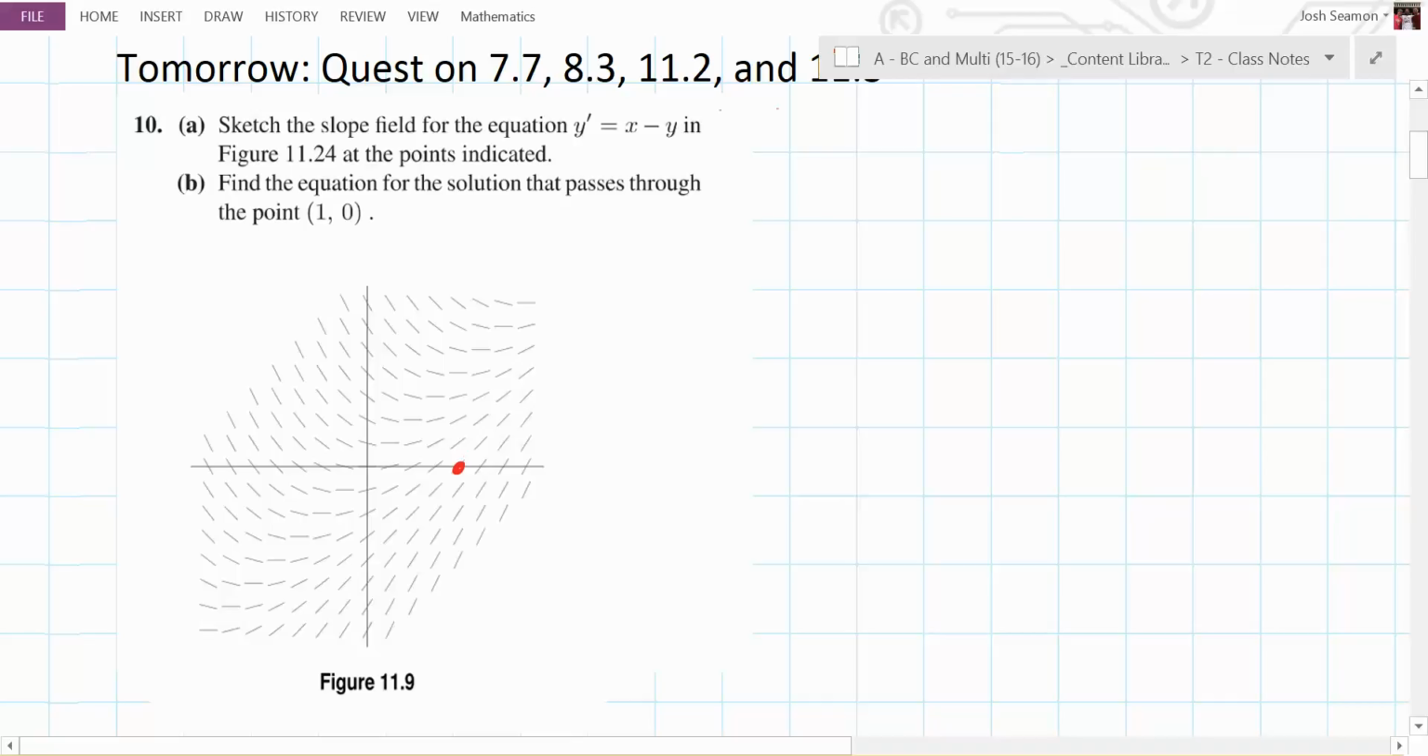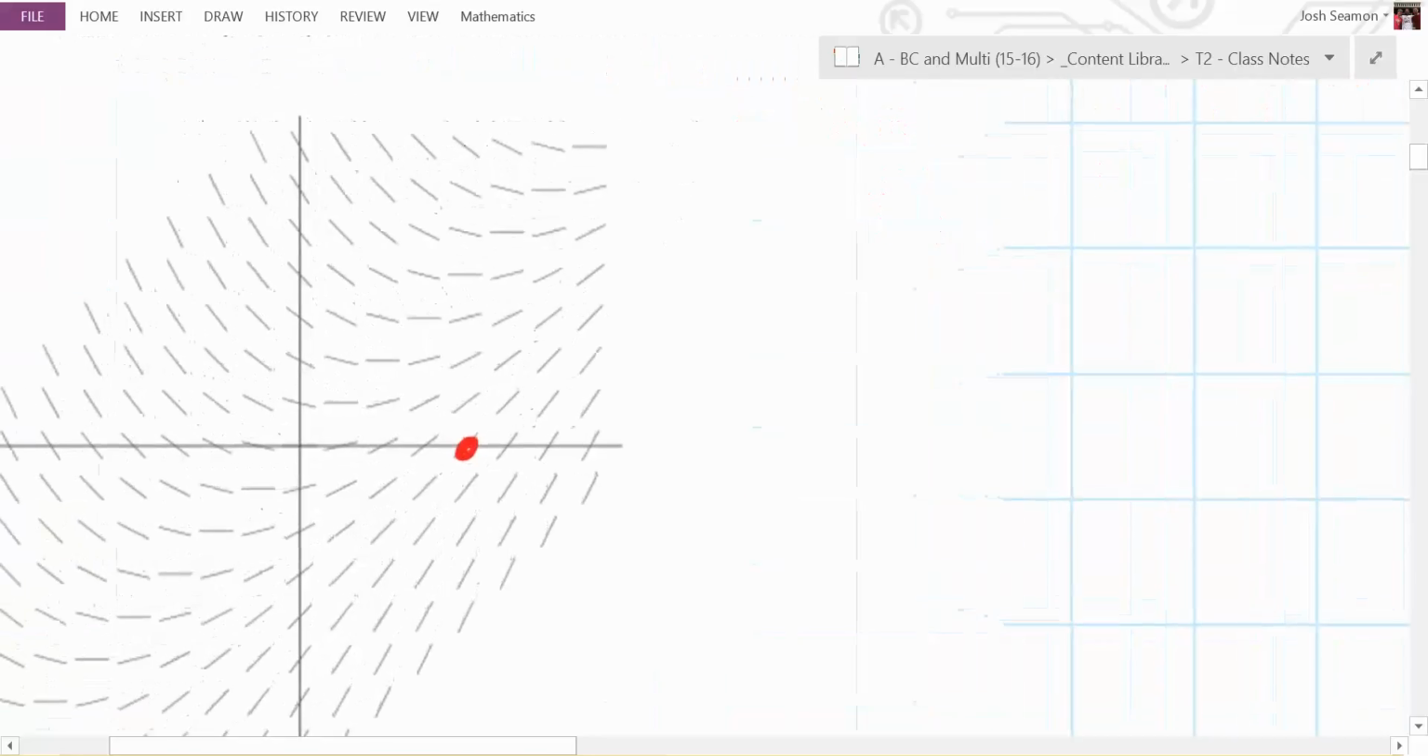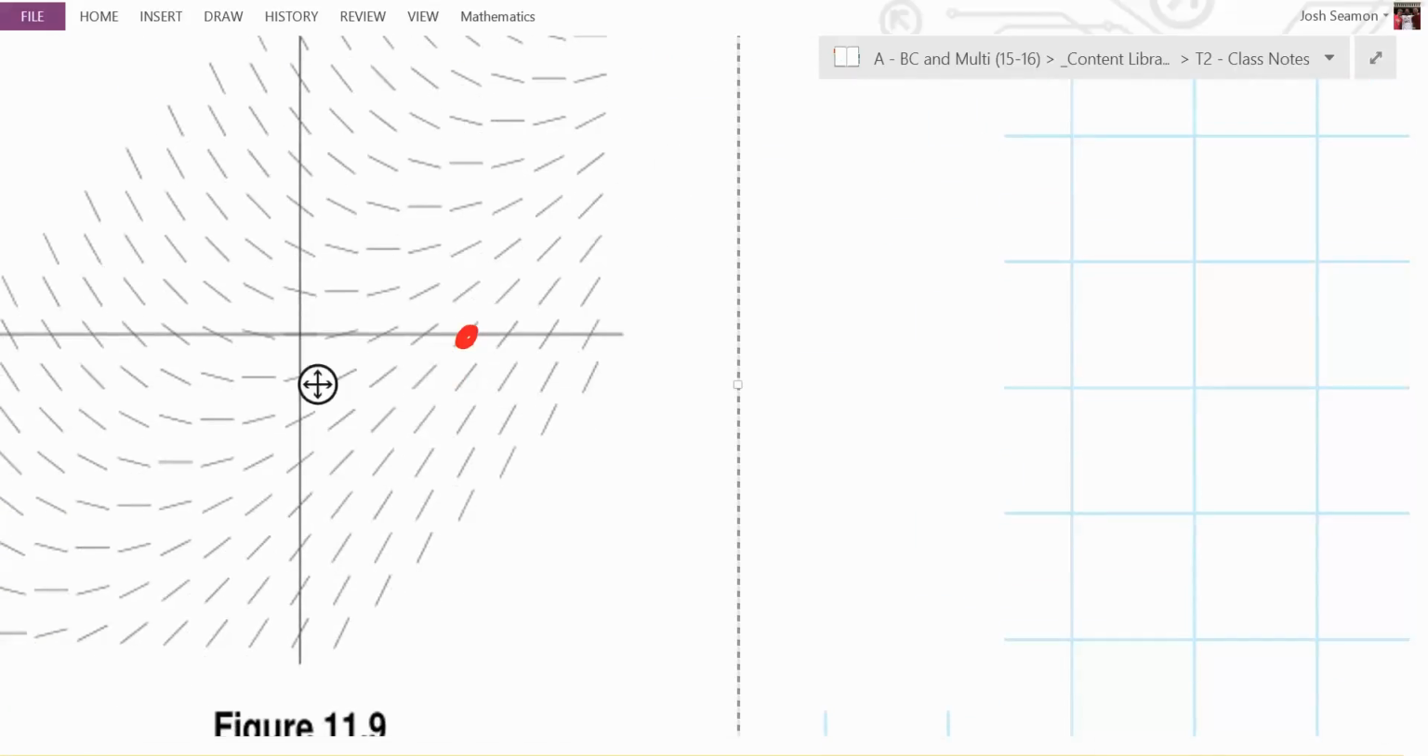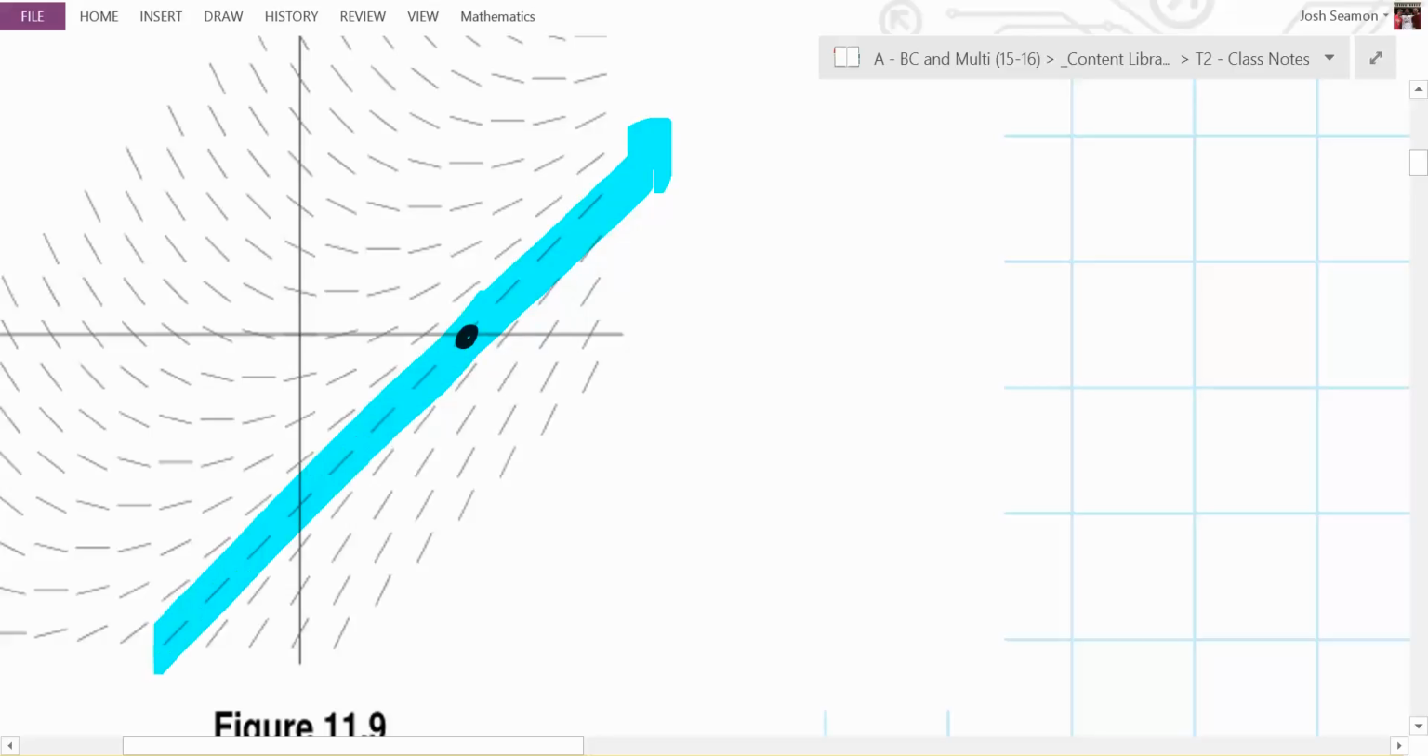Because when you plug in 1, 0 into that, what do you get? What's y prime at 1, 0? It's 1, right? So look at this slope field, and then on y equals 1, what does it look like if you plot the solution, meaning actually find the path of the boat, so to speak? What's it going to look like? Sure looks like that to me.